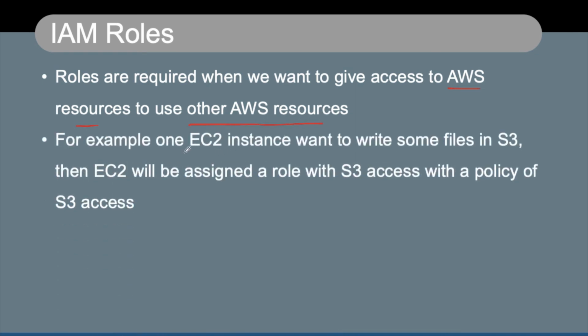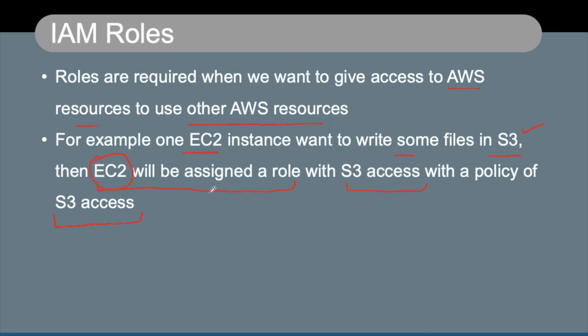For example, one EC2 instance wants to write some files in S3, which is Simple Storage Service, then EC2 will be assigned with a role which will give them access to the S3 with a policy of S3 access. So in this scenario, we will create a policy called S3 access, and that S3 access policy will be created using a role. A role will be created, and that role will be given this policy, which is S3 access, and EC2 will be assigned with that particular role.